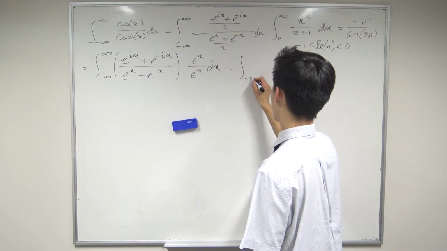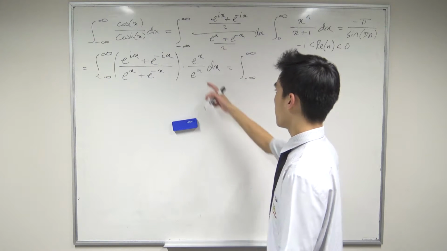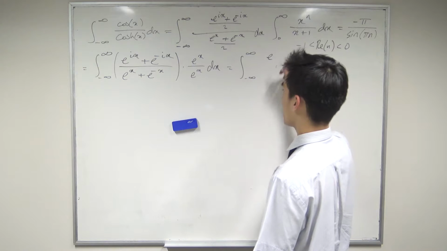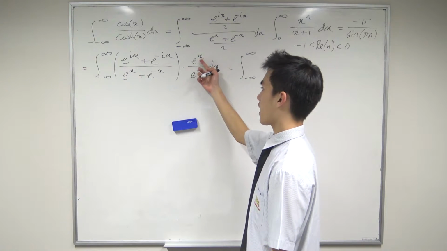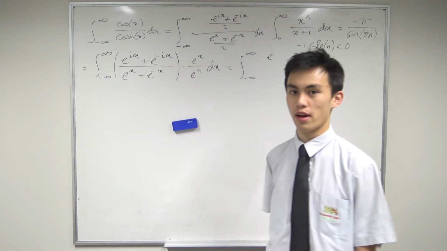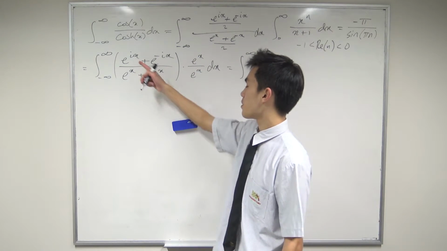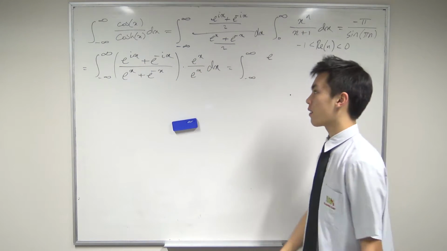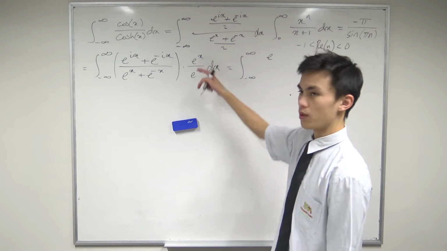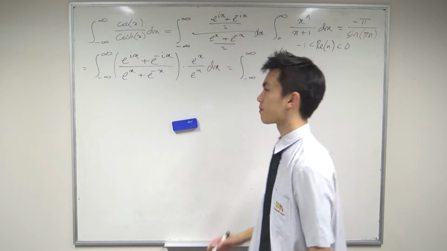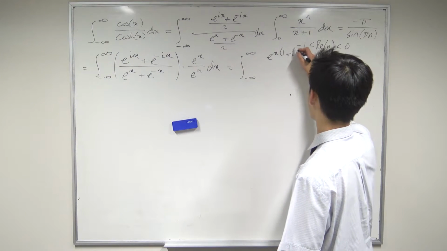Now we have the integral from negative infinity to infinity. If we distribute on the numerator right here, we have a common factor of x on top. So when you multiply two exponentials together, the arguments actually add up. So we have i times x plus i, and that's going to give us a common factor of x right here. And then we have 1 plus i. So 1 plus i in here.